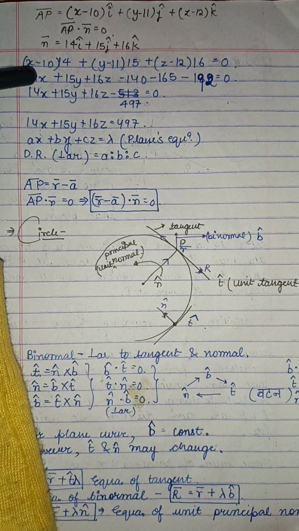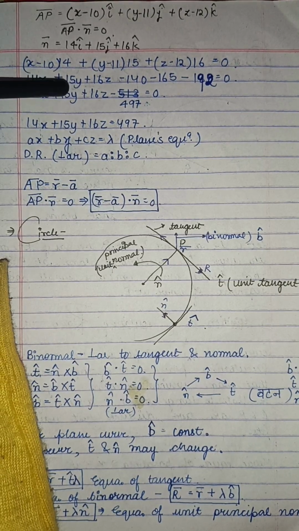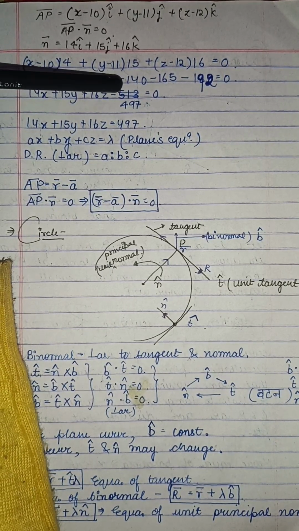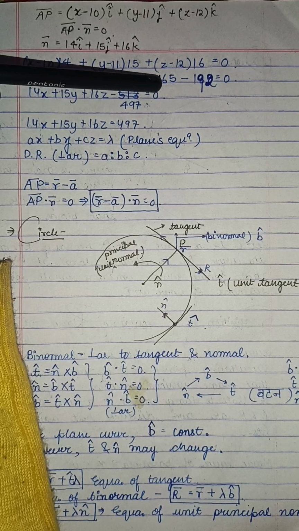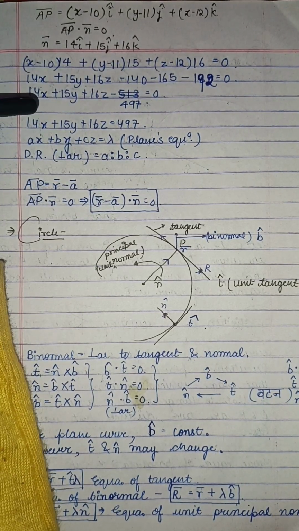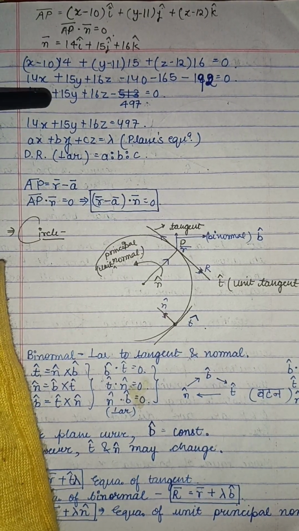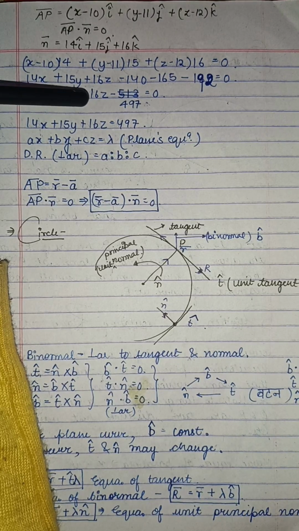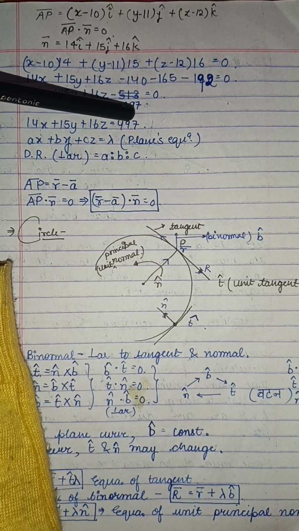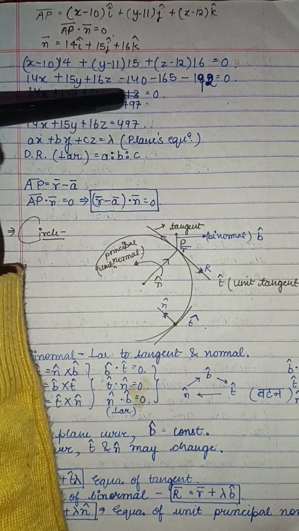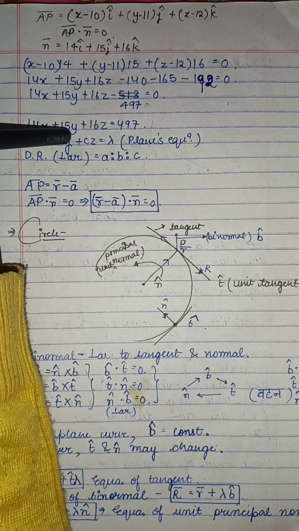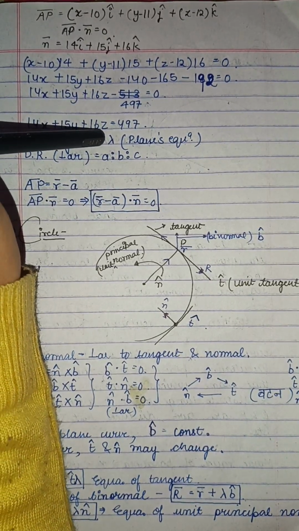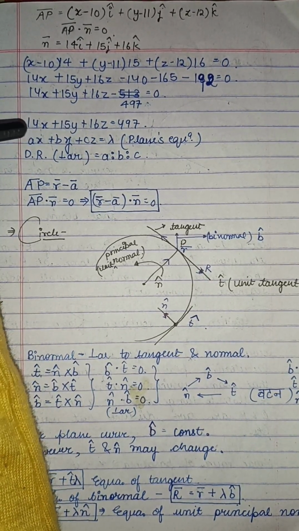And when we solve it, it will come as 14x plus 15y plus 16z minus 140 minus 165 minus 192 is equal to 0. And when we solve it, it will come as 14x plus 15y plus 16z minus 497 equals 0. And we will shift 497 and it will come as 14x plus 15y plus 16z is equal to 497. So this is the equation of the plane.